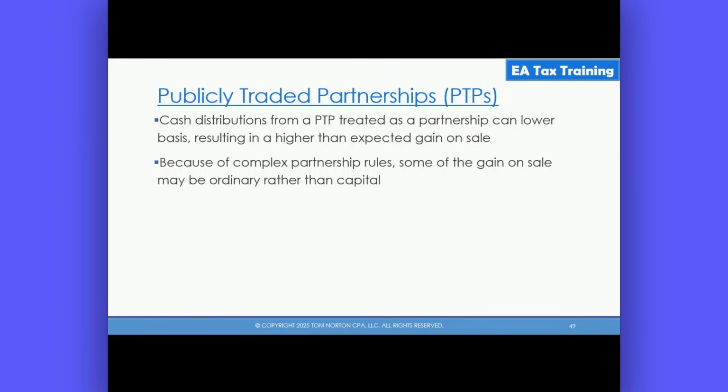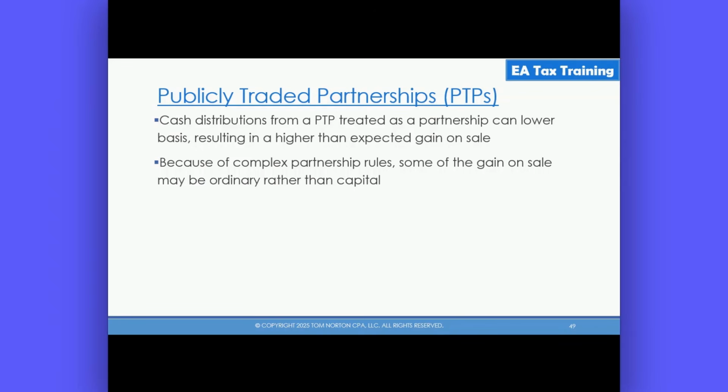So if you have one of these PTPs that is treated as a partnership, it can get very complex. Some of it can be ordinary, some of it can be capital. You don't need to know all the ins and outs. The EA exam will not get that detailed. You just have to have the general idea of how this works.